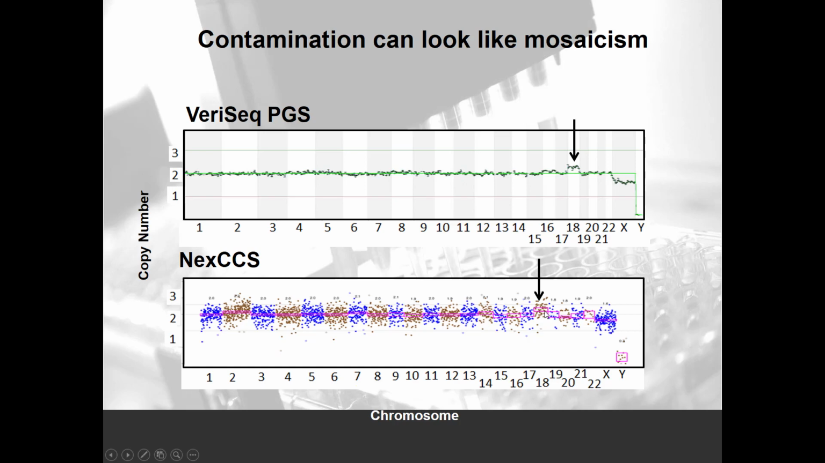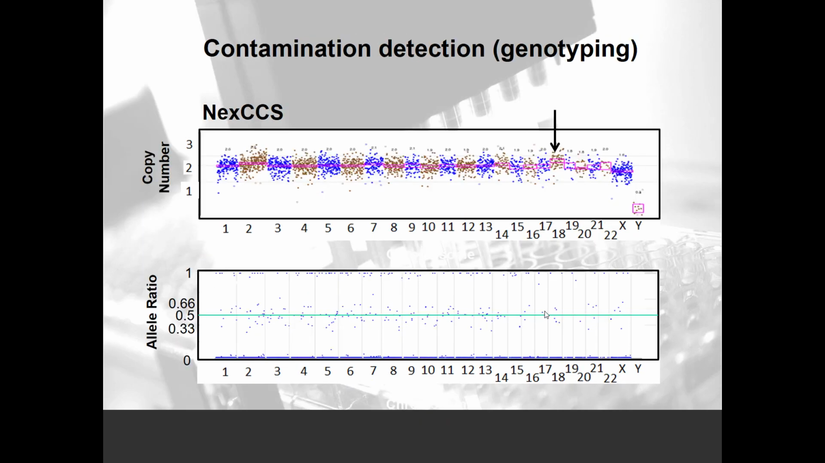Again, without any additional information, this might be considered a mosaic embryo. But because of this particular method's ability to perform genotyping, we can actually evaluate whether or not there is potential for contamination. In the plot below the copy number assignments, the allele ratios are shown. This is an evaluation of the presence of either one or two alleles.